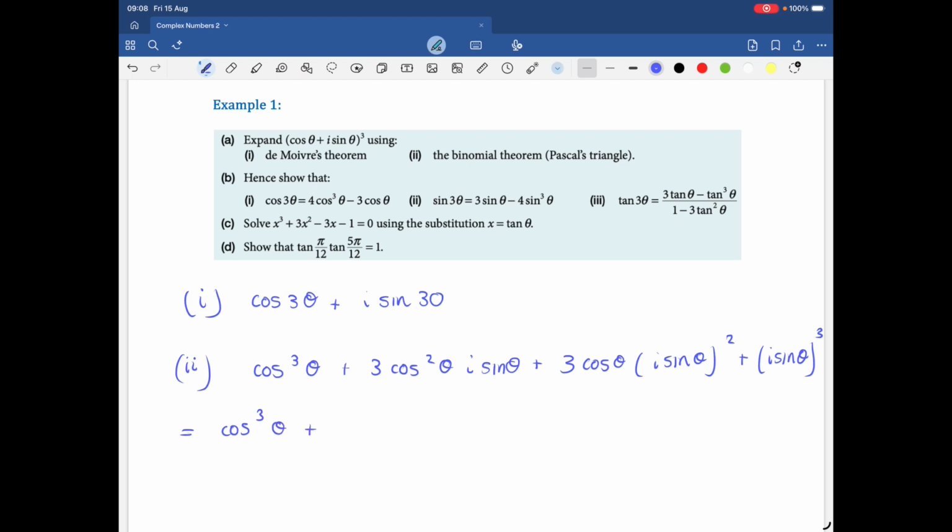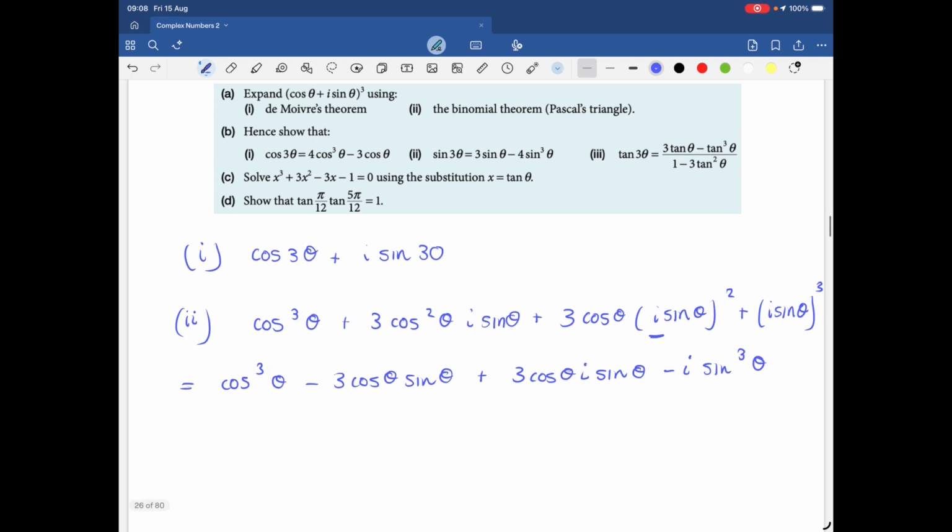plus, I like to write all of the real things first and all of the imaginary things second. So cos cubed θ, now i squared is minus 1, so this is going to be minus 3 cos θ sin squared θ, and then we've got our imaginary things last. So we've got 3 cos squared θ i sin θ, and then i cubed, which we looked at in an earlier video, is minus i, so minus i sin cubed θ.